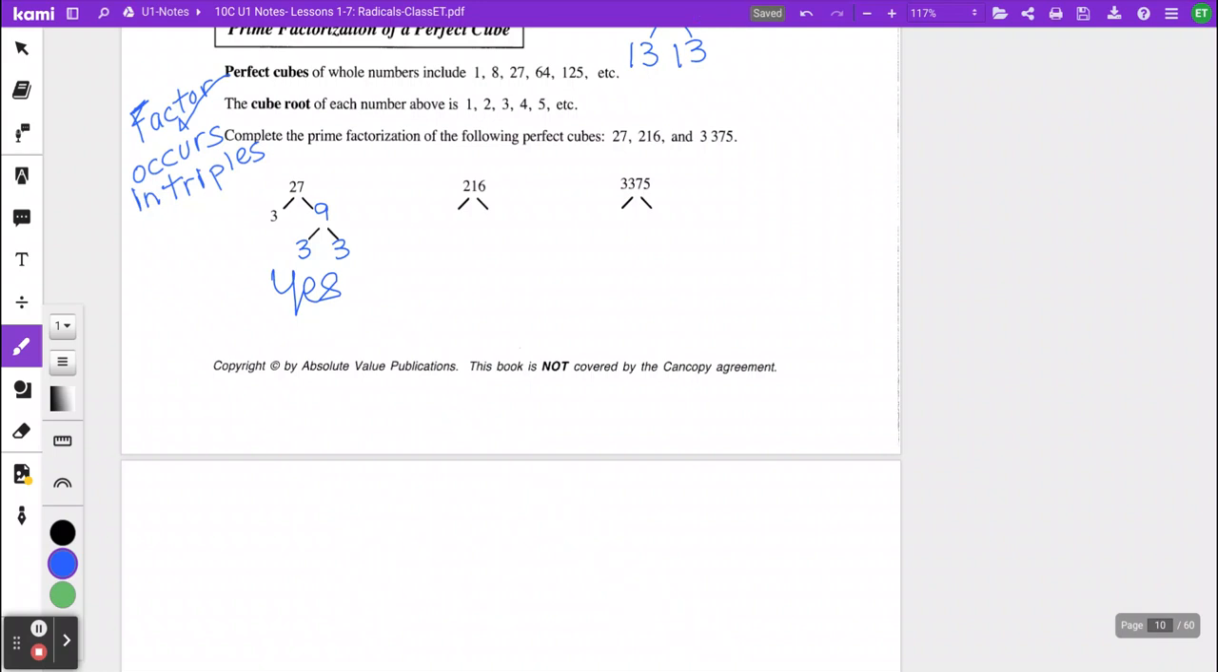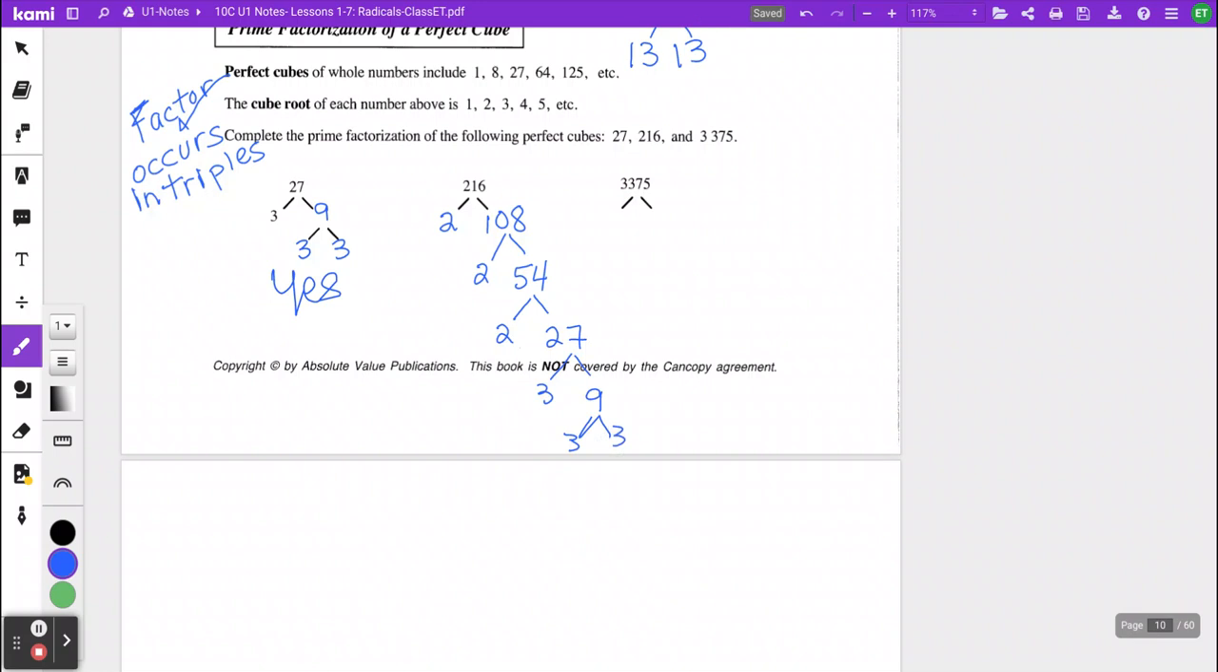Let's take a look at 216. 216 is even, so we're going to divide by 2. And that's going to give us 108. 108 is also even. We're going to divide by 2 and get 54. 54 is also even. We're going to divide by 2 and get 27. And 27 we see there divides by 3 and 9. And 9 ends up with 3 and 3.